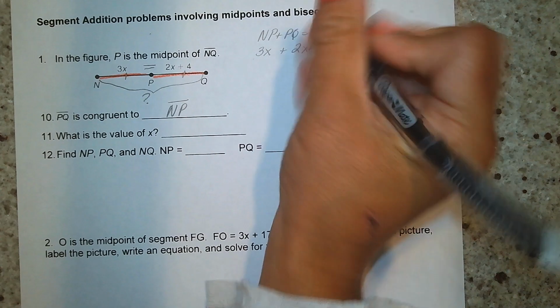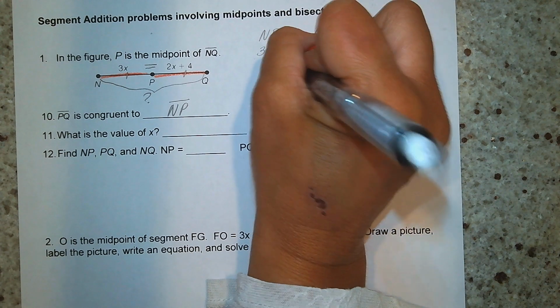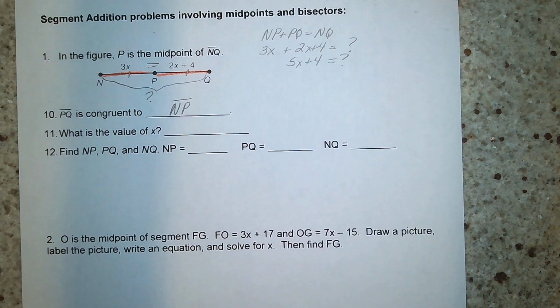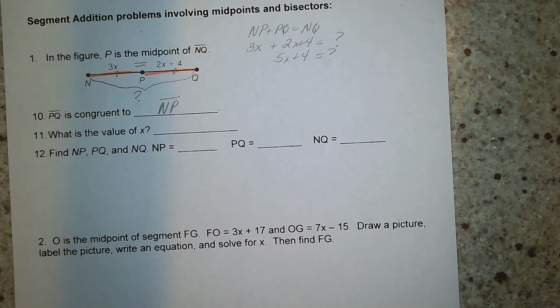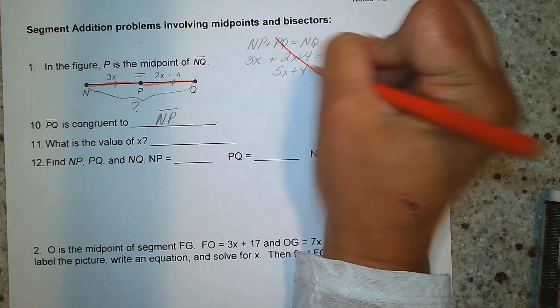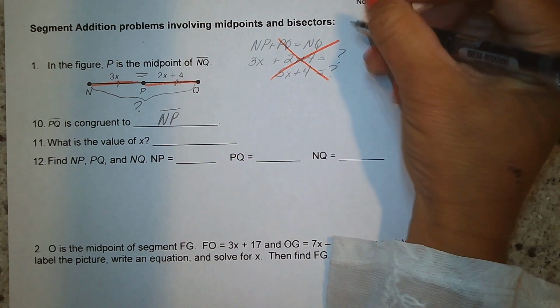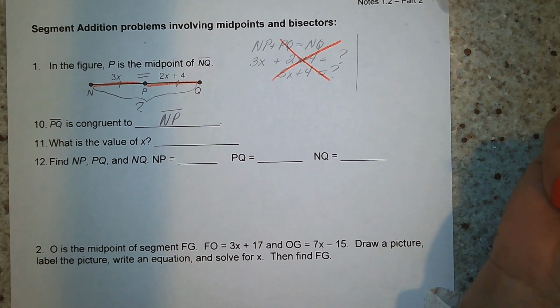Even if I simplified this to 3 plus 2 is 5x plus 4, what does that do for you? Not a whole lot, because you have no idea what's over here. So you can't do it this way for this problem. All right, so we've got to come up with a new plan.